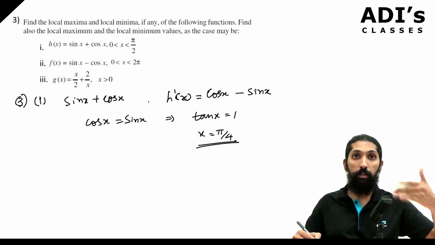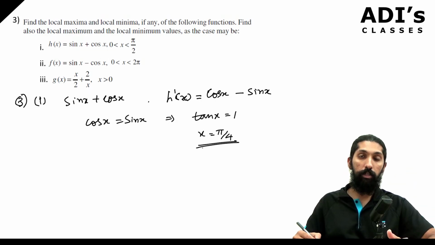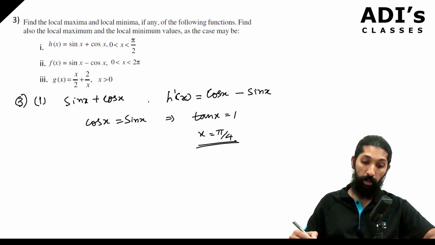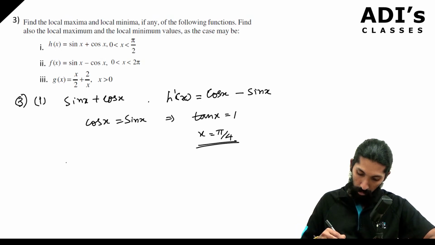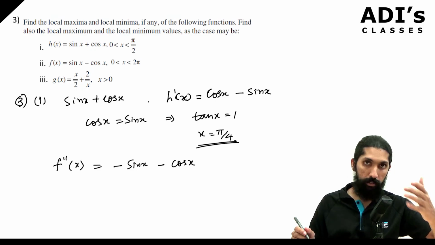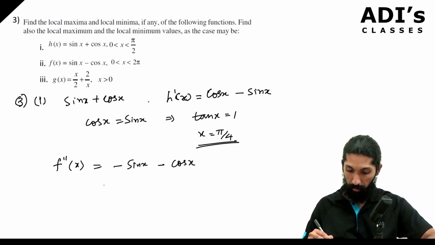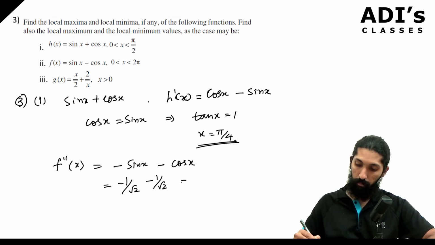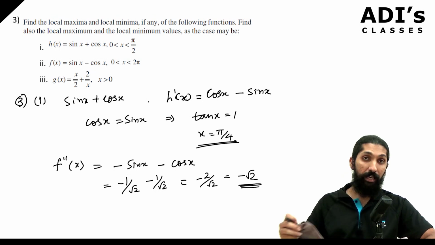Now what you do is the double derivative, to show whether this is the point of maxima or the point of minima. f double dash of x is equal to minus sin x minus cos x. Put x as pi by 4. You'll get minus 1 by root 2 minus 1 by root 2, which is minus 2 by root 2, which is minus root 2. Now it is negative, right?